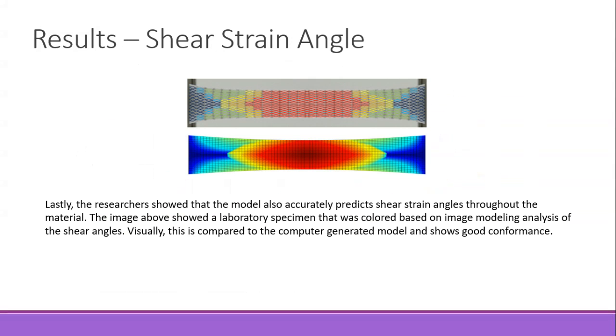Lastly, along with the stress strain and deformation, the researchers were able to derive a model for shear strain angle. So again, here in the image, you can see the actual physical material that's been deformed, and then using MATLAB image comprehension software, the image was able to be colored depending on the various angles that were calculated. And again, comparing to computer simulated shear strain angles, you can see that the layout of the angles and how they were predicted is quite good.